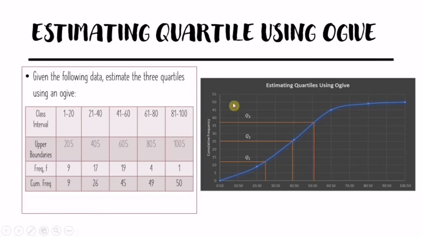The same applies if you want to find the median, or quartile 2. The median is basically half, and half of 50 is 25. So you draw from 25 until you hit the ogive, then go down to the x-axis and identify the number there. Whatever the number is, that is the median. That is how you estimate quartiles using an ogive.